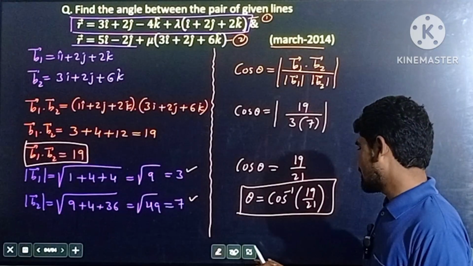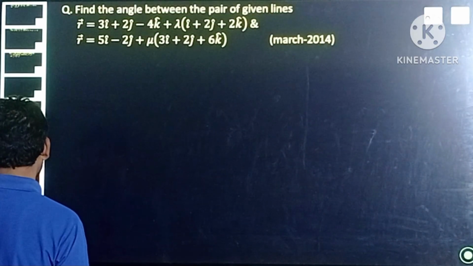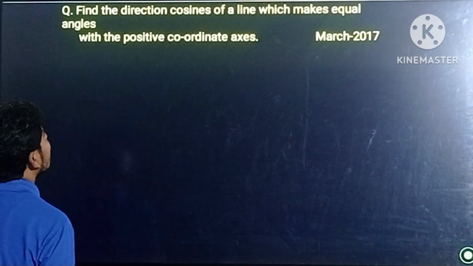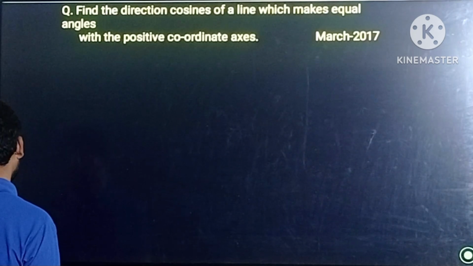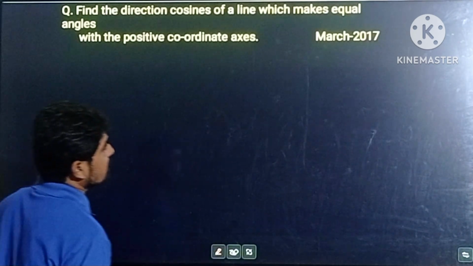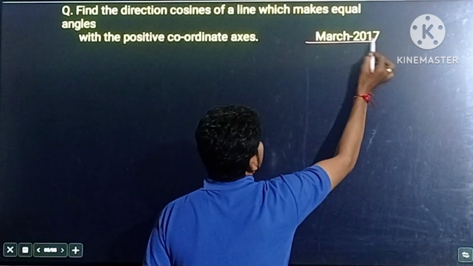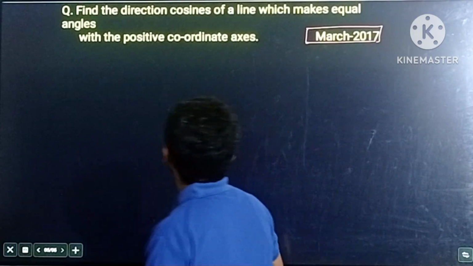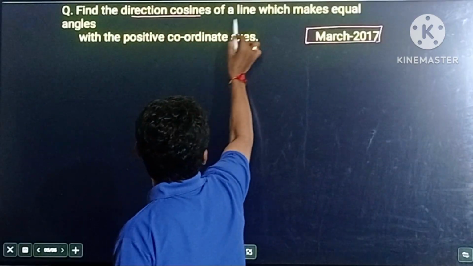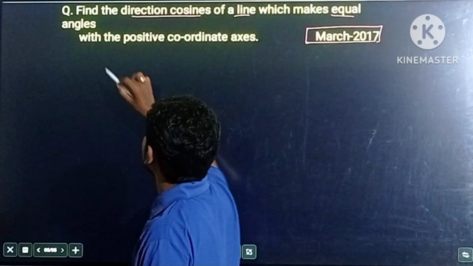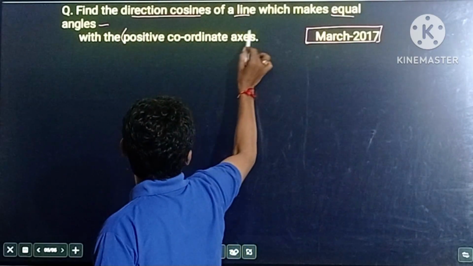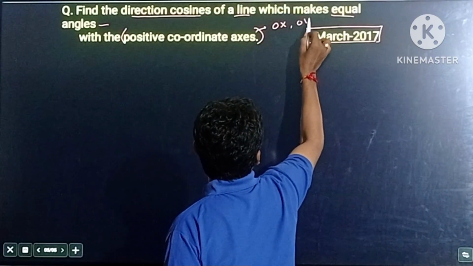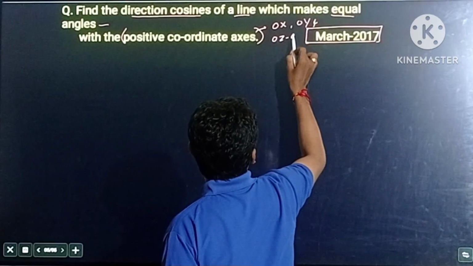Now let's start the next question. The next question is: find the direction cosines of a line which makes equal angles with the positive coordinate axes. This question was asked in March 2017. So here we need to identify the direction cosines of a line which makes equal angles with the positive coordinate axes, meaning the OX axis, OY axis and OZ axis.